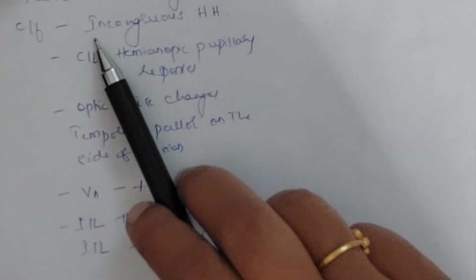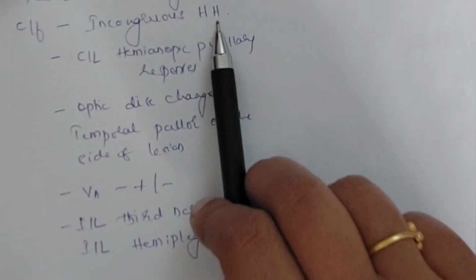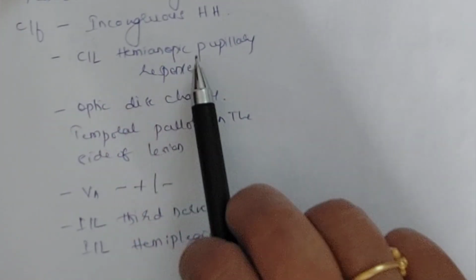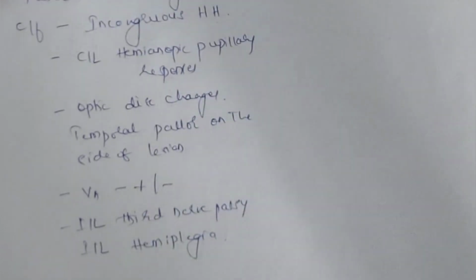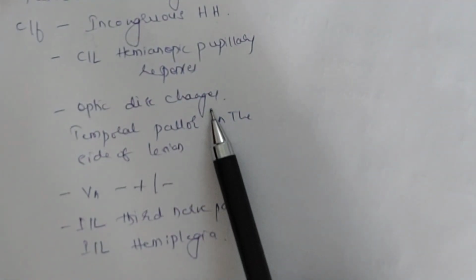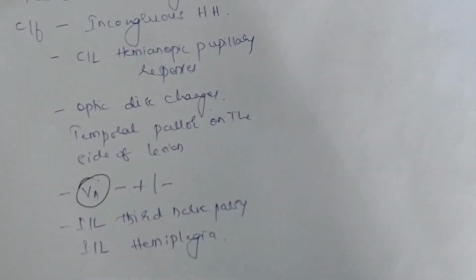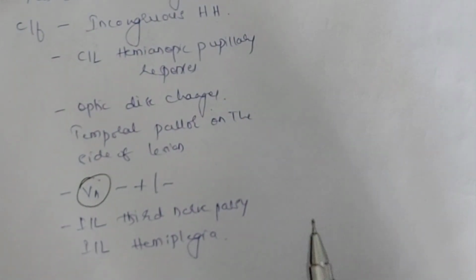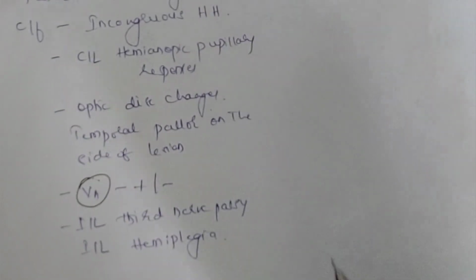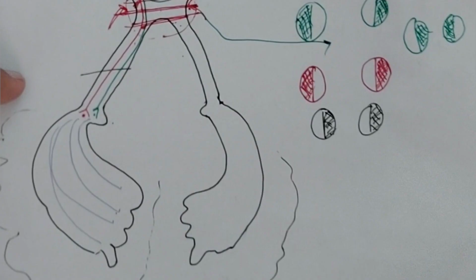Clinically, the patient will have incongruous type of homonymous hemianopia. There can be contralateral hemianopic pupillary response. Optic disc changes may appear in the optic disc. Visual acuity may or may not be normal depending upon the site and the density of involvement. There can be even associated ipsilateral third nerve palsy or ipsilateral hemiplegia. This is about the lesions of the optic tract.